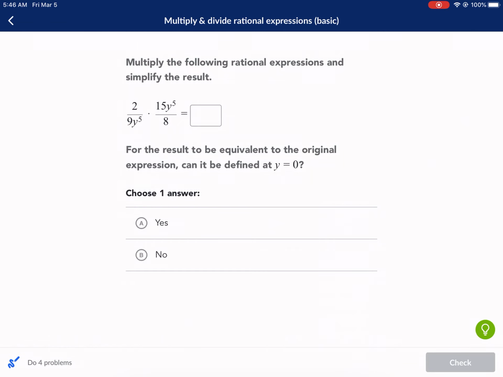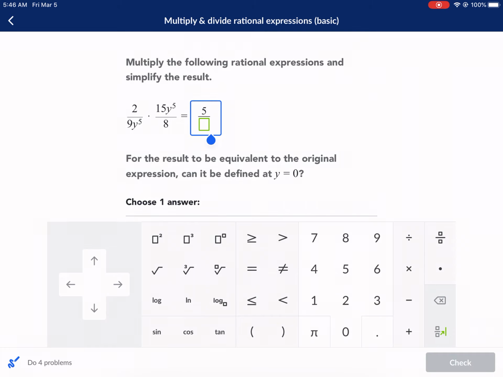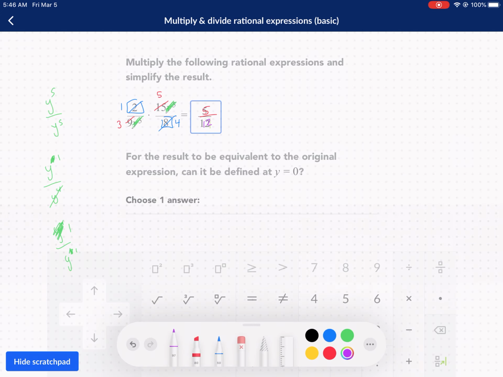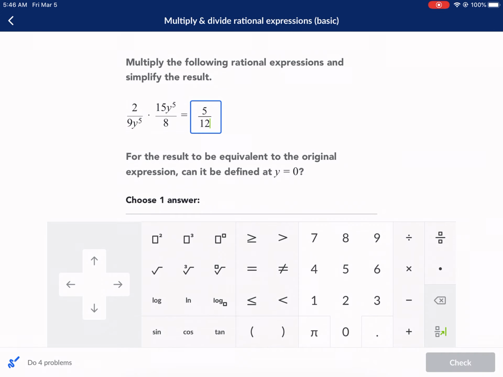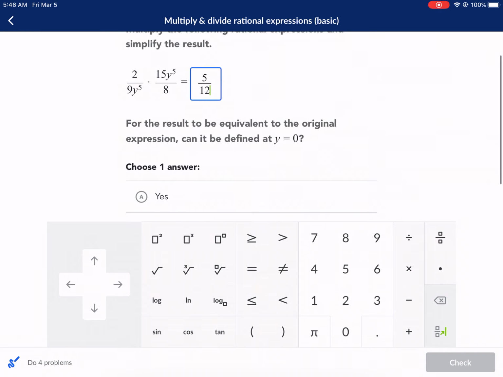For the result to be equivalent to the original expression, can it be defined as y equals 0? Well, first let me type in my answer. So we have 5 over 12. I think that's what I said. Let me double check that. 5 over 12, okay. For the result to be equivalent to the original expression, can it be defined as y equals 0?